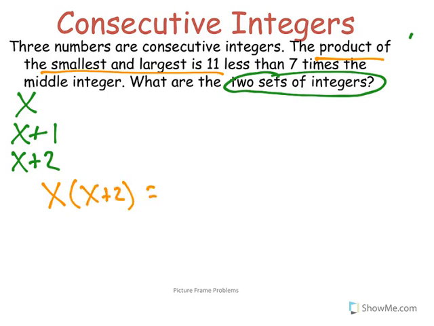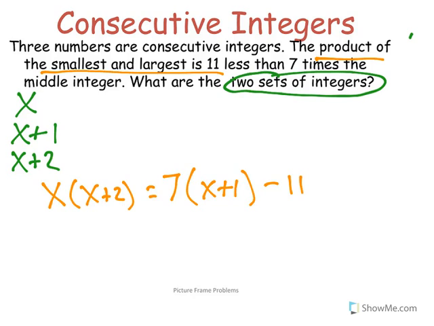Now it says, is 11 less than 7 times the middle? So let's take 7 times the middle, which is 7 times the quantity x plus 1. And now I have to take 11 less than that. So let's just step back and make sure this makes sense, right? The product of the smallest and the largest, okay, x times x plus 2, equals 11 less than 7 times the middle.